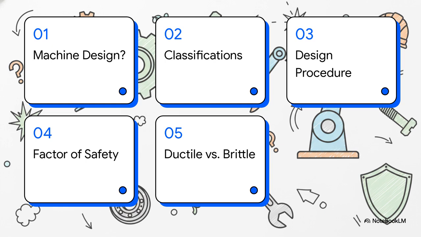So here's our roadmap for the Explainer today. First, we'll define what machine design actually is. Second, we'll look at the classifications of design. Third, we'll walk through the general design procedure. Fourth, we'll define the factor of safety. And finally, we'll wrap up with designing for ductile versus brittle materials.